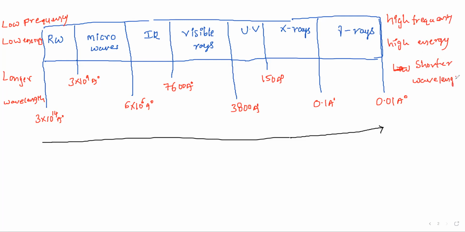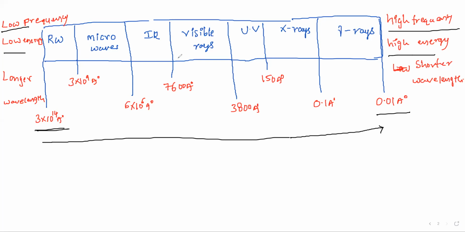Shorter wavelength. Okay, now did you understand? These are wavelengths. We know already the wavelength and frequency are inversely proportional to each other. The radio waves are 3 into 10 to the power of 14 angstrom. That means it has the longest wavelength, obviously lower frequency and lower energy. Gamma rays wavelength is 0.01 angstroms. So that's why it has higher frequency and higher energy.